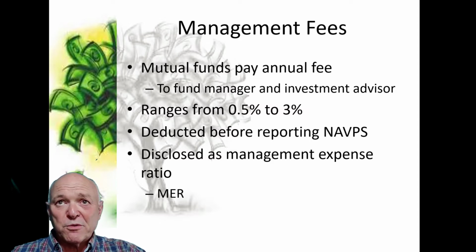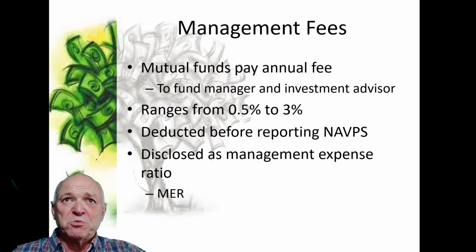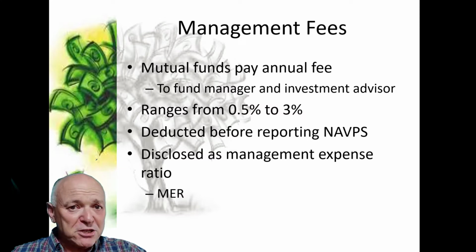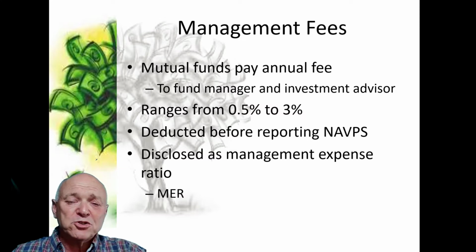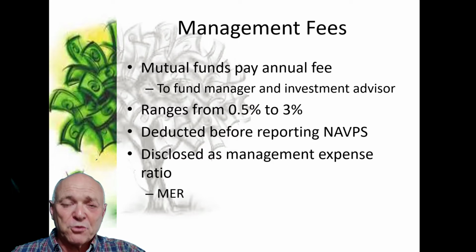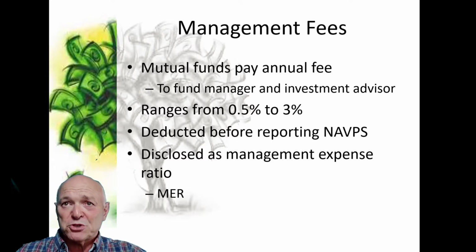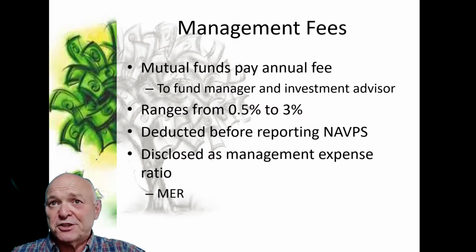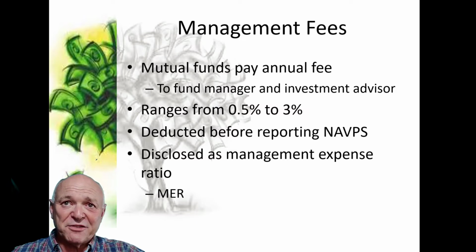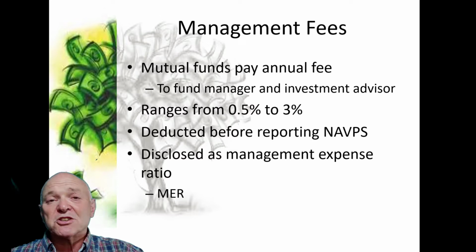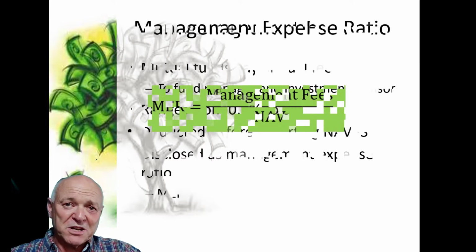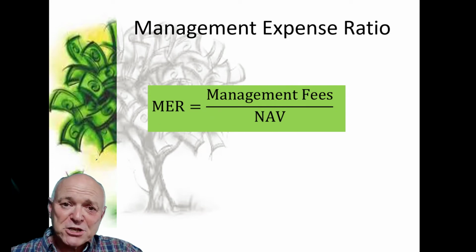A standard way of reporting this is the management expense ratio. Management expense ratios range from about 0.5% up to 3%, in some cases with insurance products, perhaps as much as 5%. It's deducted before reporting the net asset value per share, and it has to be disclosed as the management expense ratio. Essentially, management fees divided by the net asset value.